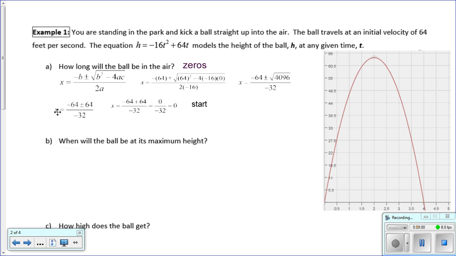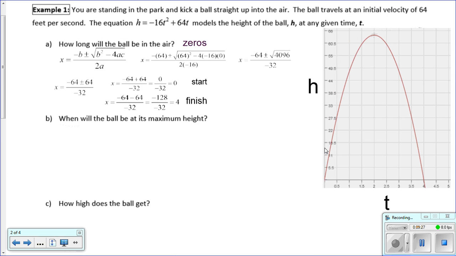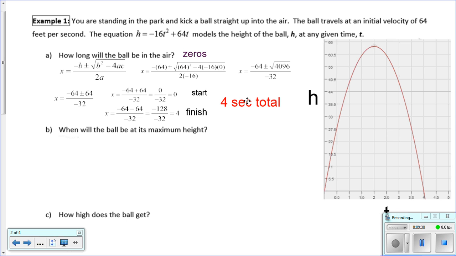And then we do it with the minus. There it is. Then we have negative 64 minus 64 over negative 32. That's negative 128 over negative 32, which gives me 4. So when it hits the ground again, that was after 4 seconds. So that was our finish time. Okay? So the total amount of time it took, by the way, this is the height. This is the time. It took 4 seconds total for it to go up in the air and back down.